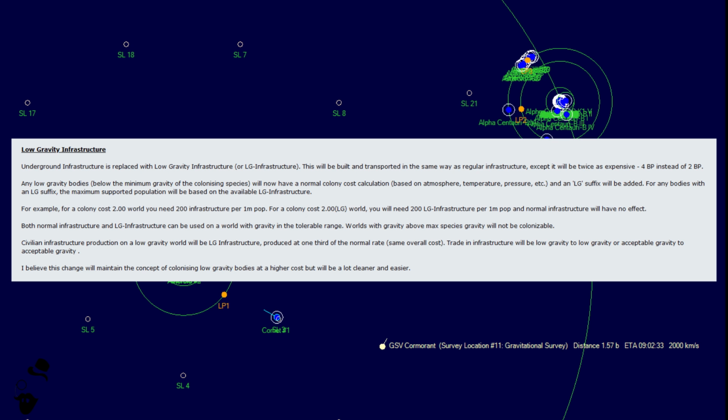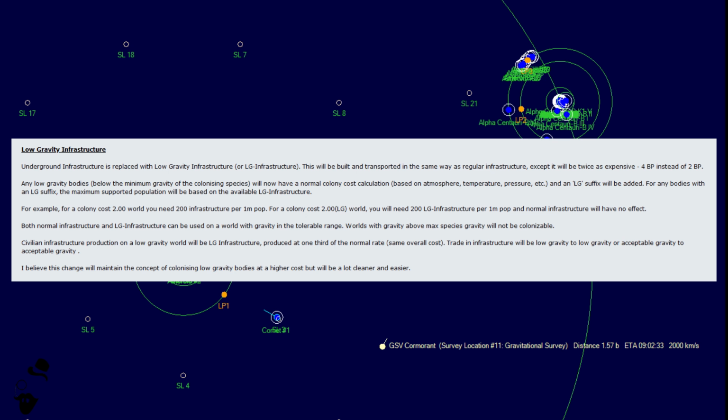For example, for a colony cost 2.0 world, you need 200 infrastructure per 1 million pop. For a colony of cost 2.0 LG world, you will need 200 LG infrastructure per 1 million pop, and normal infrastructure will have no effect. Both normal infrastructure and LG infrastructure can be used on a world with gravity in the tolerable range. Worlds with gravity above max species gravity will not be colonizable. Civilian infrastructure production on a low gravity world will be LG infrastructure produced at 1/3 of the normal rate, same overall cost. Trade in infrastructure will be low gravity to low gravity or acceptable gravity to acceptable gravity.